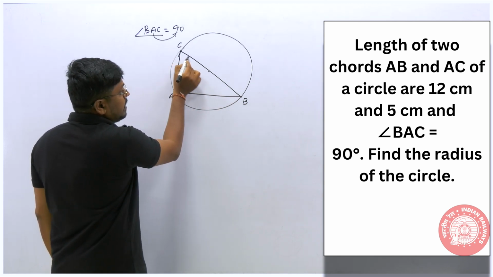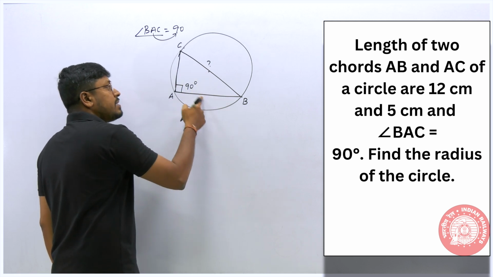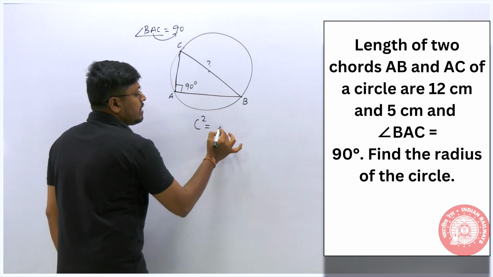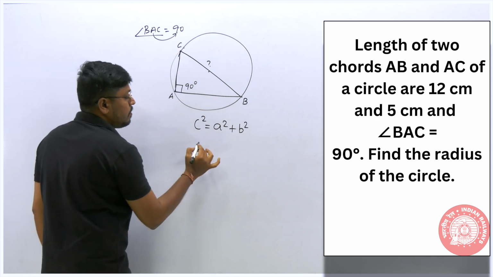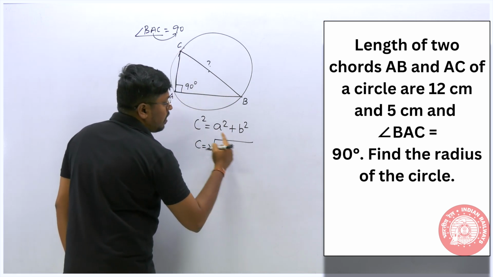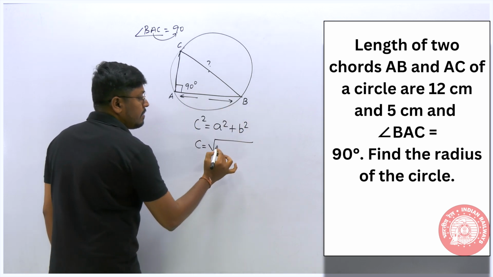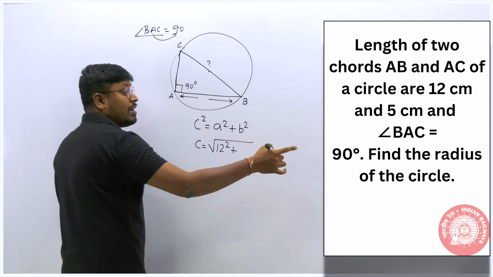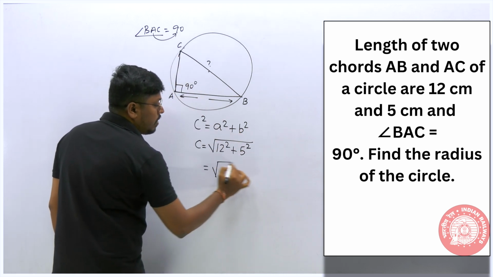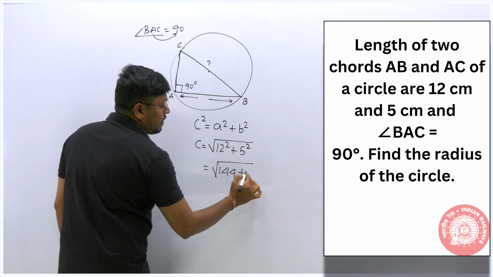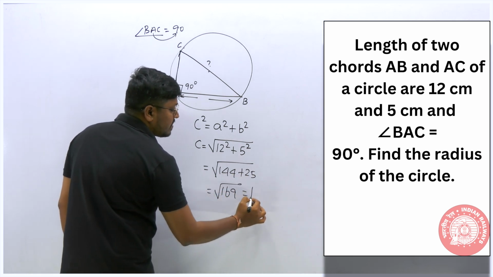We know that this is called the hypotenuse in the Pythagoras theorem. So what is the Pythagoras theorem? C square is equal to A square plus B square, and our target is to find the hypotenuse C. So C is equal to the square root of A square plus B square. They have given both the chord lengths: the first chord length is 12 centimeter, so 12 square, and the second chord length is 5 centimeter, so this will be 5 square. 12 square is 144, 5 square is 25, so the total will be 169. When you take the square root of 169, it will be 13.